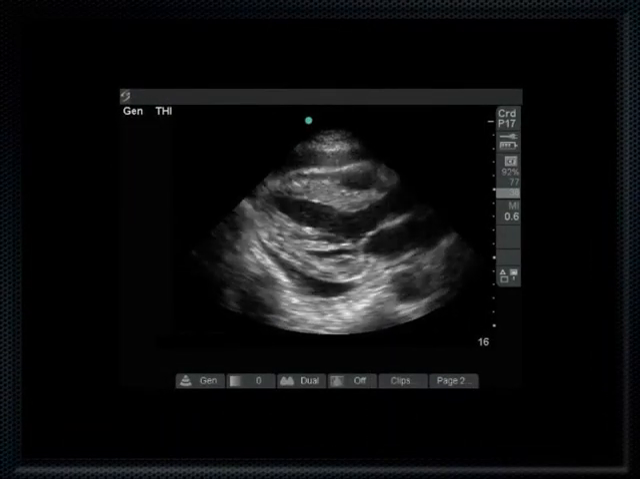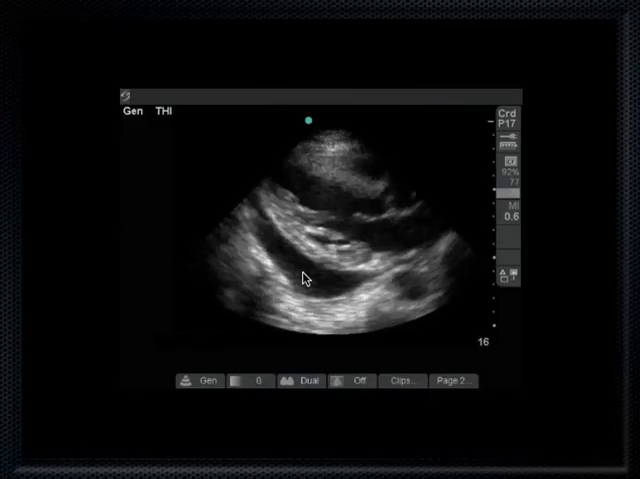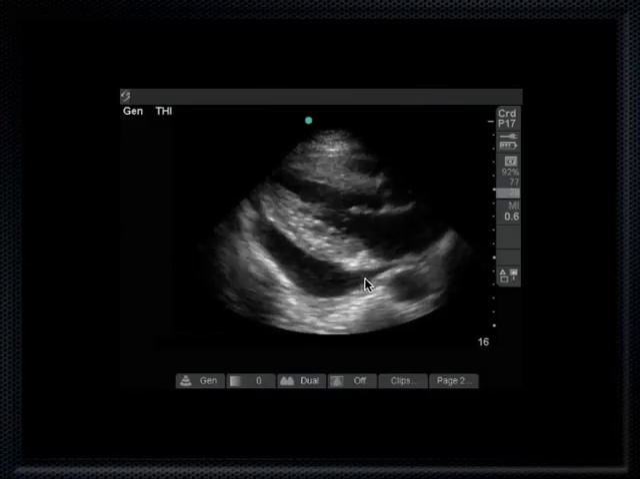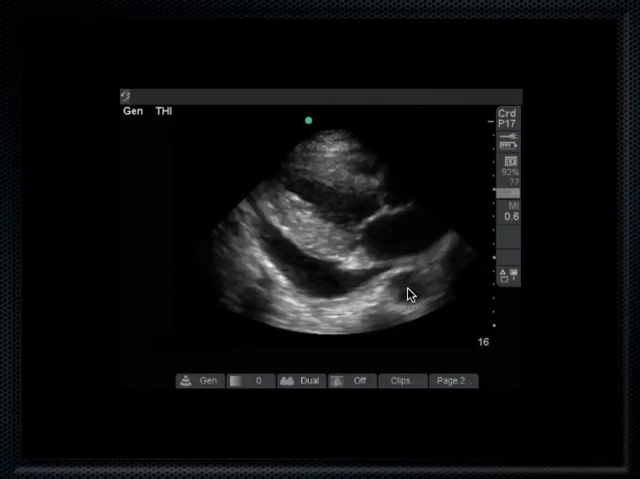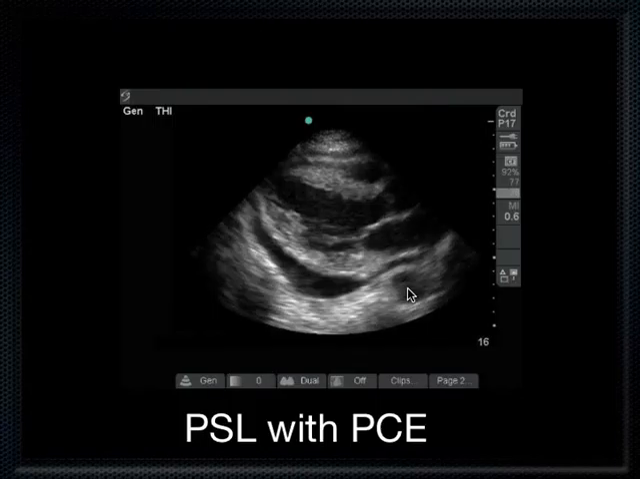So what do you think here? Is this a pericardial or a pleural effusion? Good. Pericardial effusion, because the fluid layers itself anterior to the descending aorta. Excellent. So this is a parasternal long axis with a pericardial effusion.